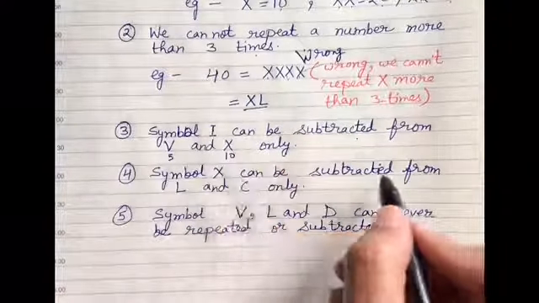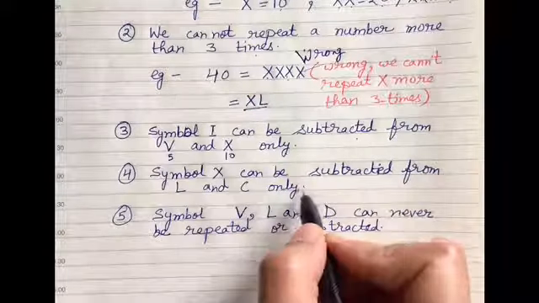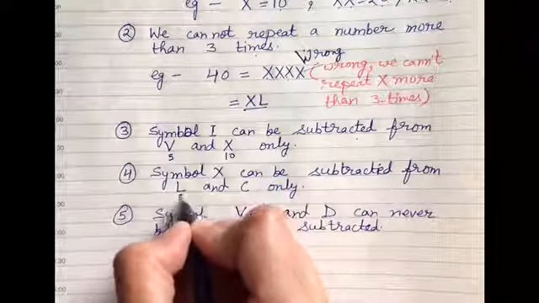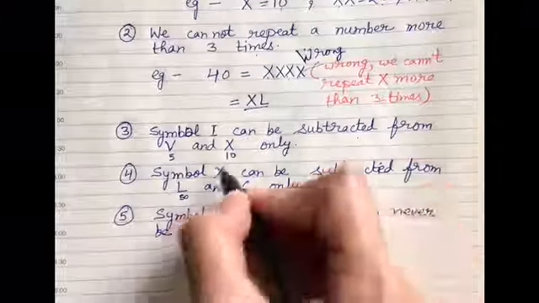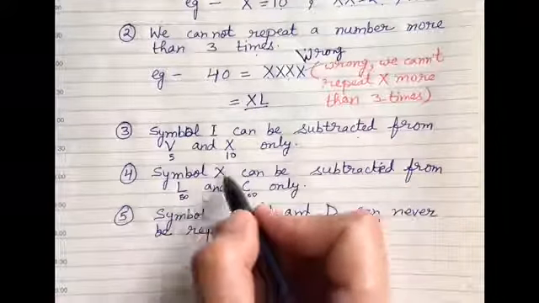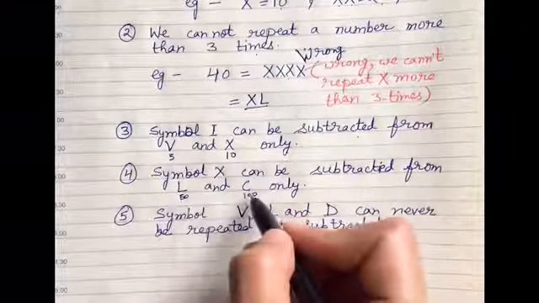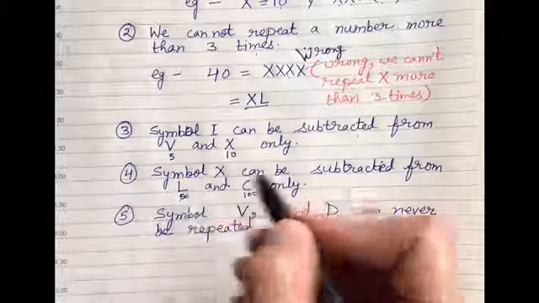Symbol X can be subtracted from L and C only. You know that L is 50 and C is 100, and this is 10 only. So we can subtract X from L and C. We can subtract 100 minus 10 and 50 minus 10.